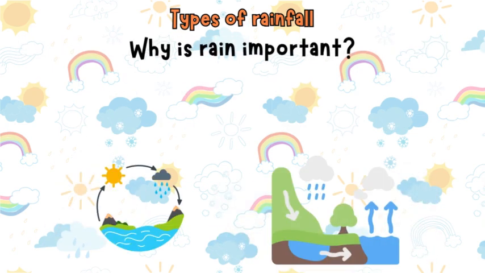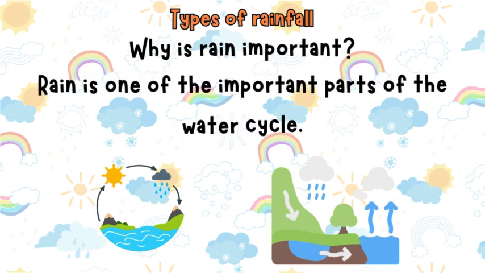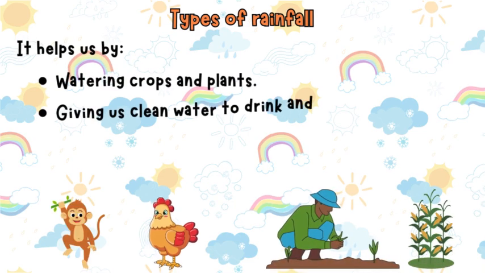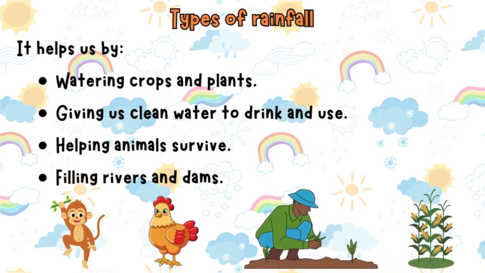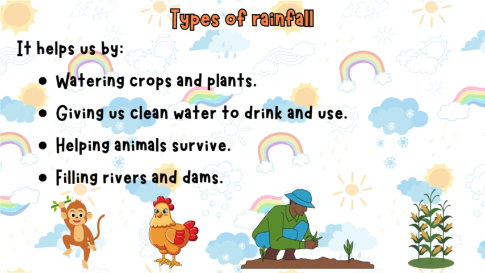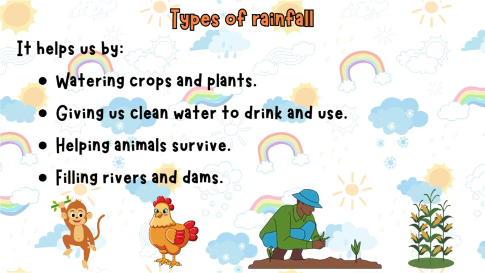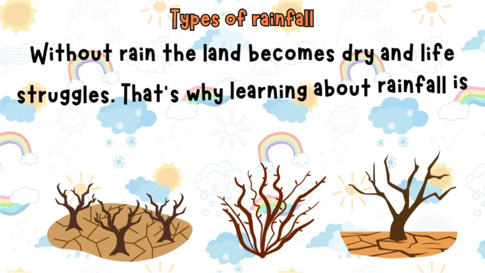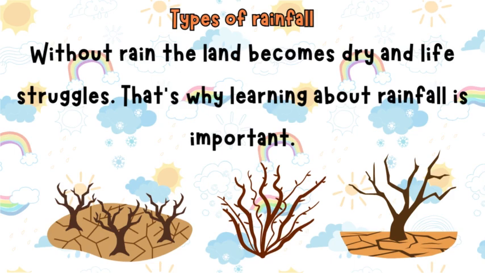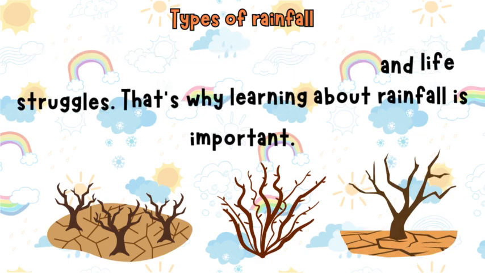Why is rain important? Rain is one of the most important parts of the water cycle. It helps us by watering crops and plants, giving us clean water to drink and use, helping animals survive, and filling rivers and dams. Without rain, the land becomes dry and life struggles. That's why learning about rainfall is so important.